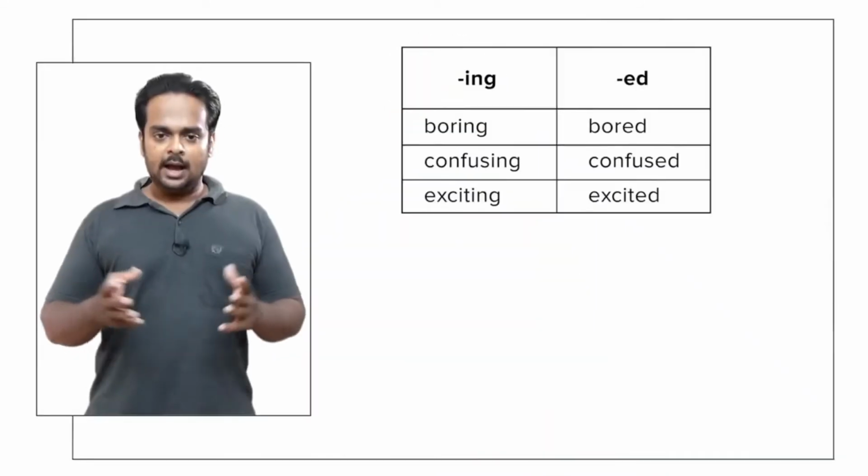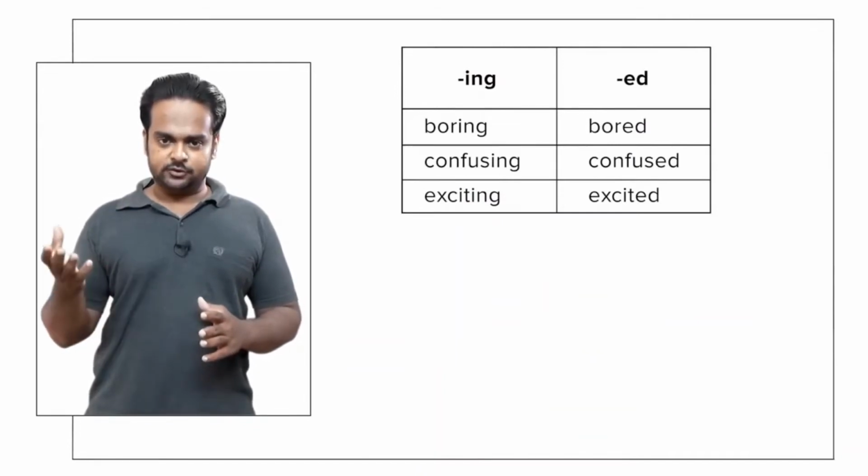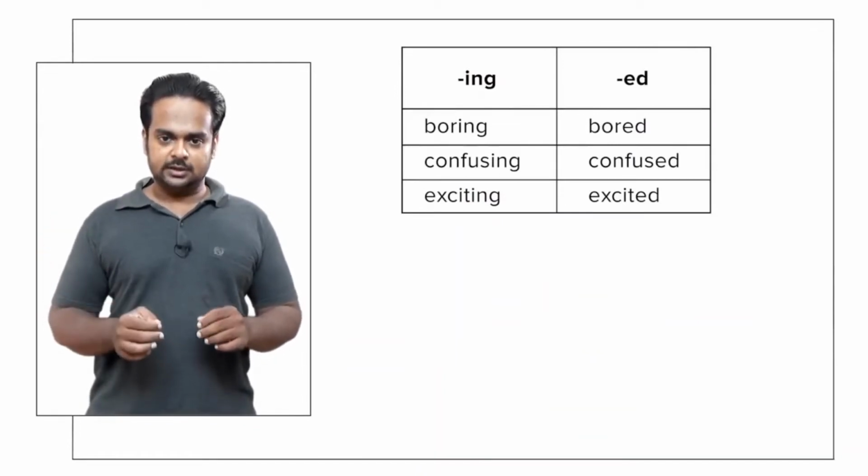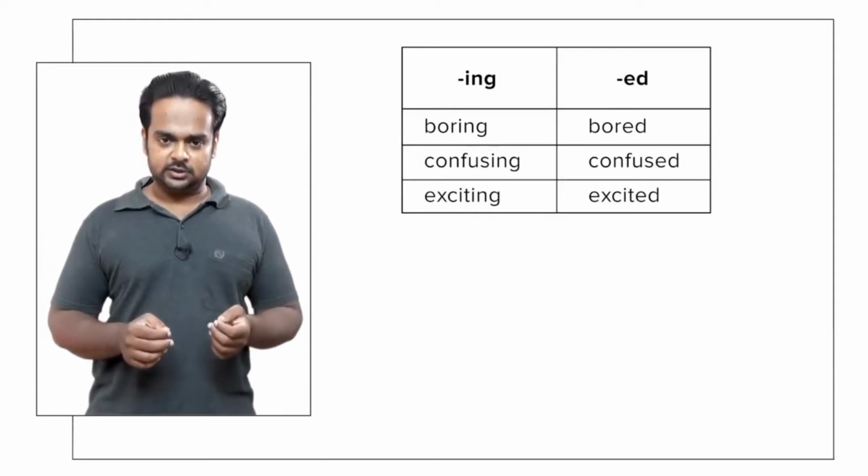Now, in English, there are lots and lots of descriptive adjectives. Some of them are formed from nouns, verbs, and even other adjectives. These are usually straightforward, meaning that they're easy to use. But one area where students commonly make mistakes is adjectives formed from verbs using the endings ed and ing. Have a look at this chart. On the left, you see 3 ing adjectives, and on the right, 3 ed adjectives.